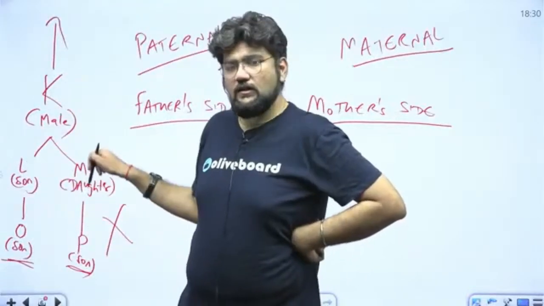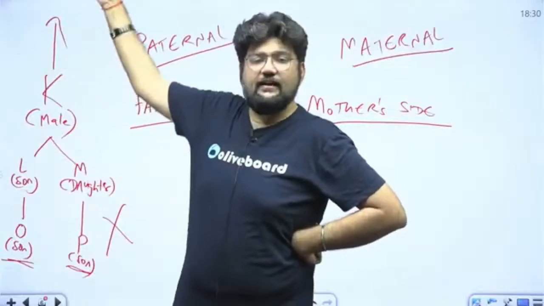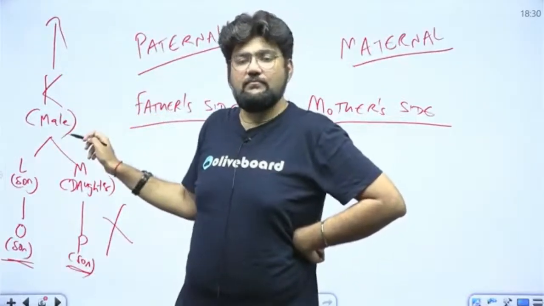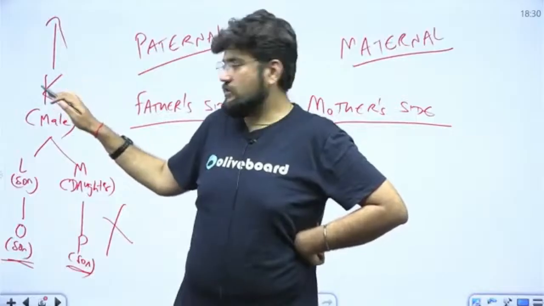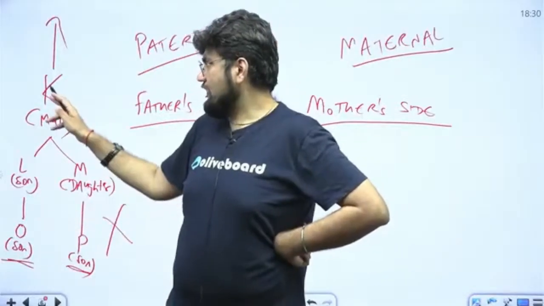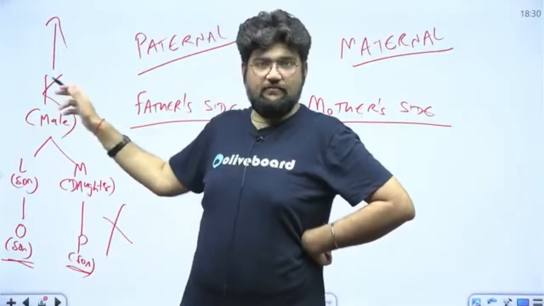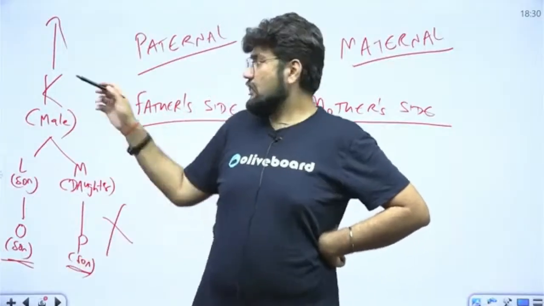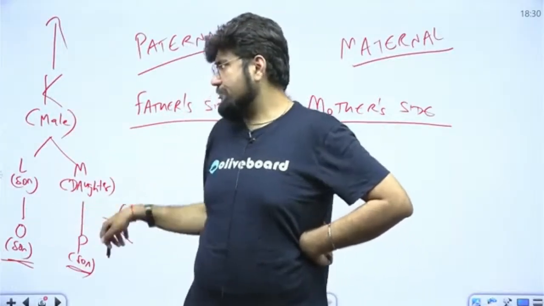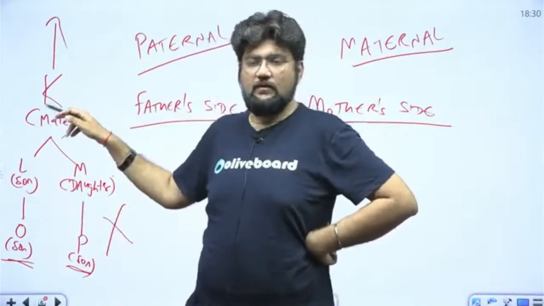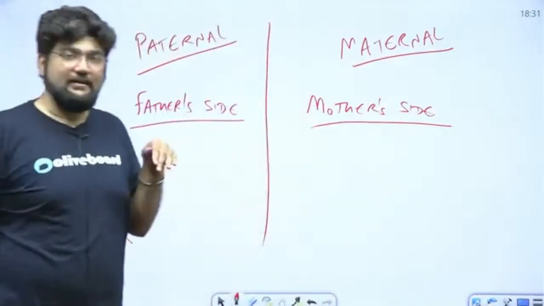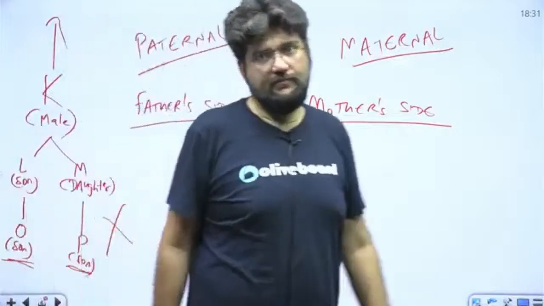K's son, K's daughter. So, paternal, maternal is above K. Everybody who is above K will be paternal and maternal for K. For L and M, there can be paternal, maternal. So, for O, paternal grandfather. For P, maternal grandfather. You can do that. But coming down, you cannot do that. Coming down, both of them, O and P, are grandsons to K. You cannot use the word paternal, maternal coming downwards in your generations.